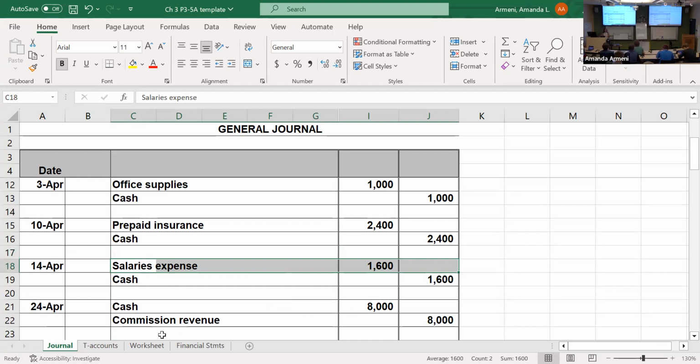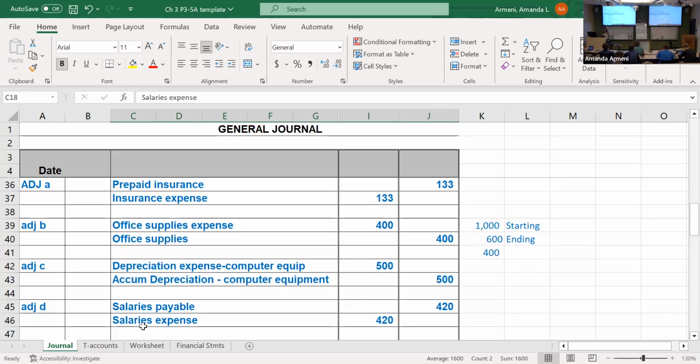But on April 14th and the 28th, we actually paid them. In this adjustment, what we're saying is they're not going to get that money right now. So we have to show that we have a liability on our accounting records for $420. We have to pay them that amount, $420. Everybody cool? Adjustment D.